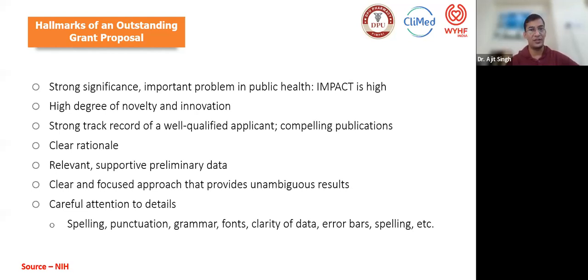Your population can be novel. Suppose someone has done heart failure risk in hypertensive patients. That is done. You can assess heart failure or heart attack risk in normal people, in women separately, in transgenders, in elderly patients. So that is also a novel idea. That is also a novel thing.